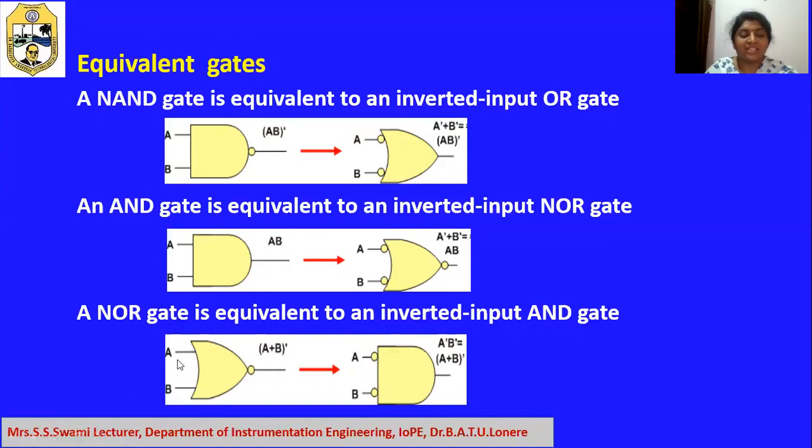A NOR gate is equivalent to an inverted input AND gate. So here when we give input as A, input as B over here, then we are going to get (A plus B) whole transpose as its output. So when the inverted input A is given over here and inverted input B is given over here, we are going to get A transpose B transpose equal to (A plus B) whole transpose. So this (A plus B) transpose and this are equal. So these are the explanations for equivalent gates.